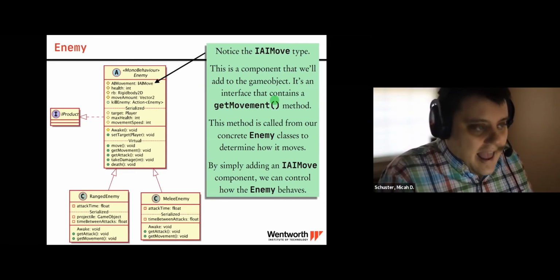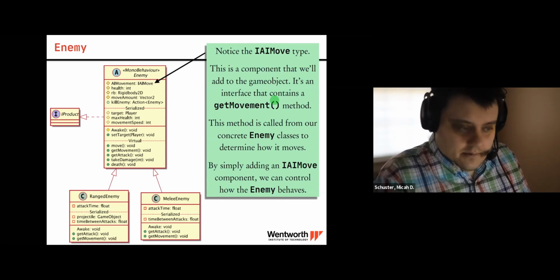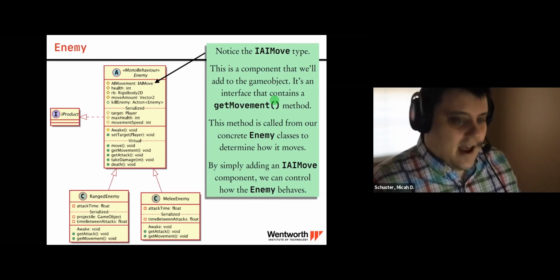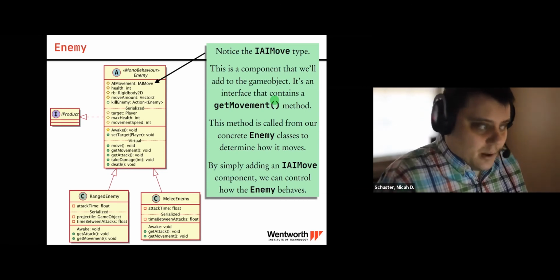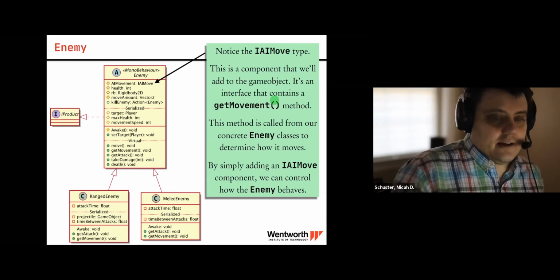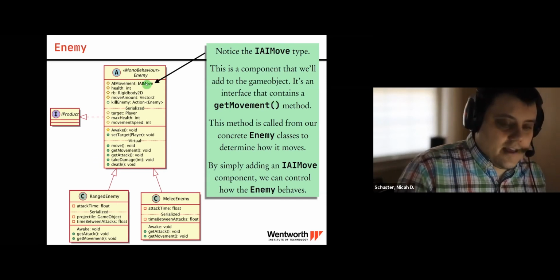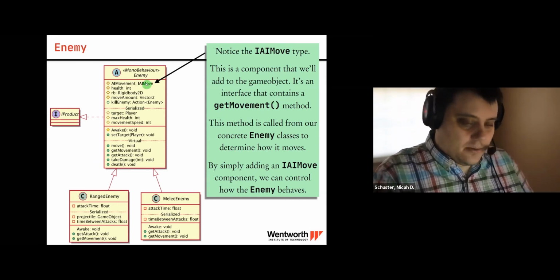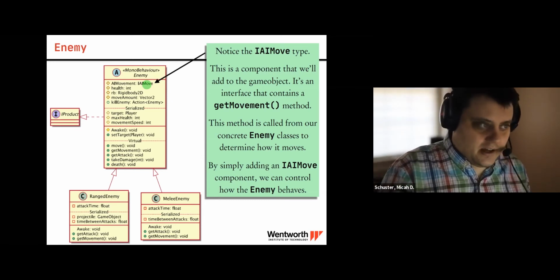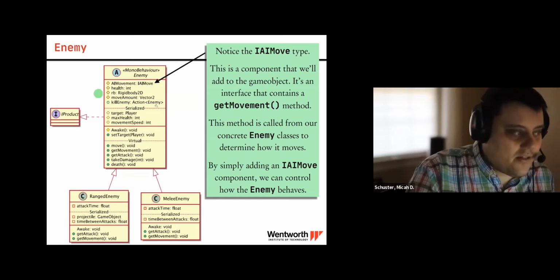With our IAIMove type, our interface, we're going to create some subtypes of that. We're going to create some stuff that implements IAIMove, and then we're going to attach it to the game object, so that if you want to change how a character moves, you just replace the IAIMove script on a game object. I'll show you how that's all going to work.